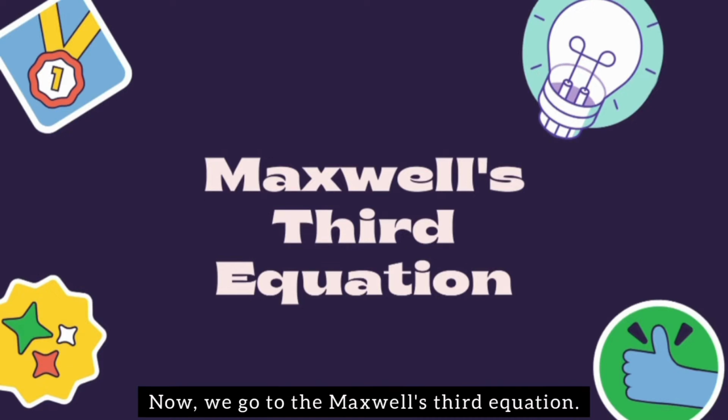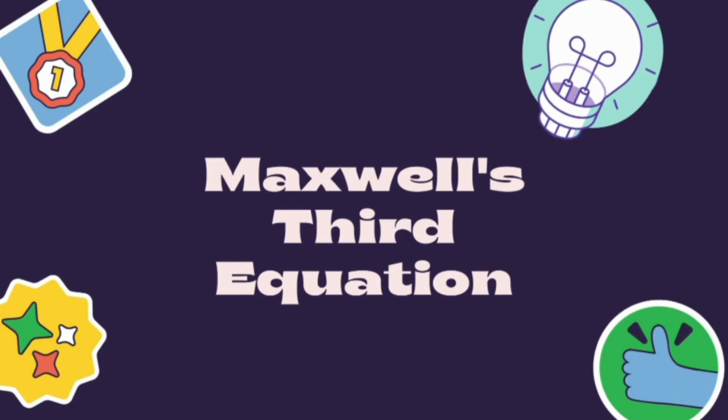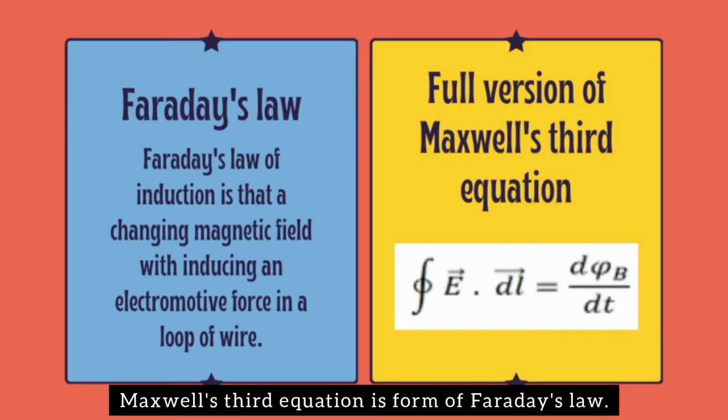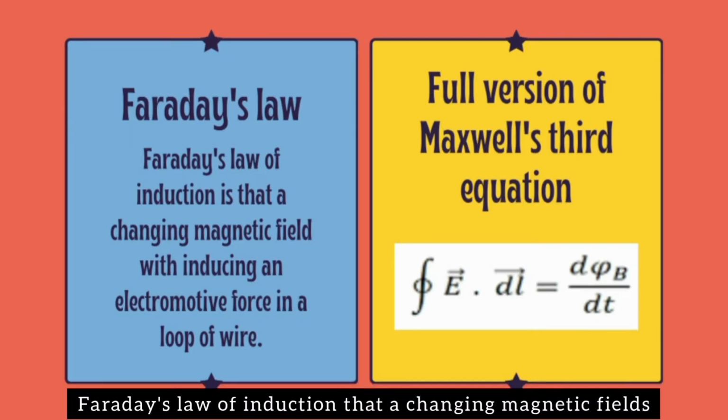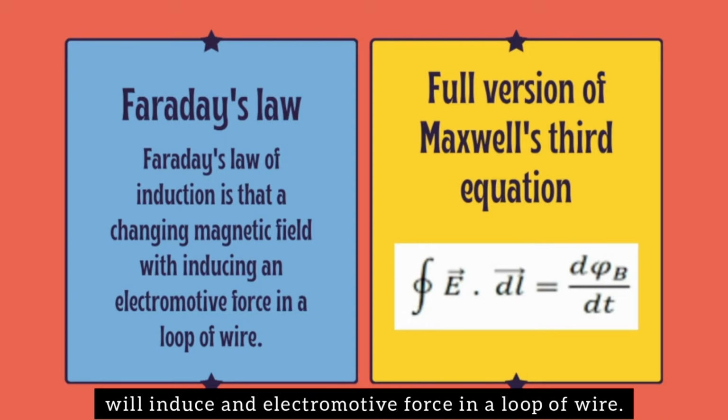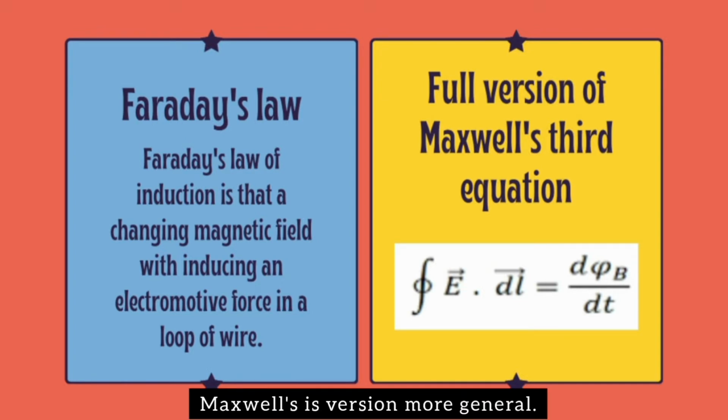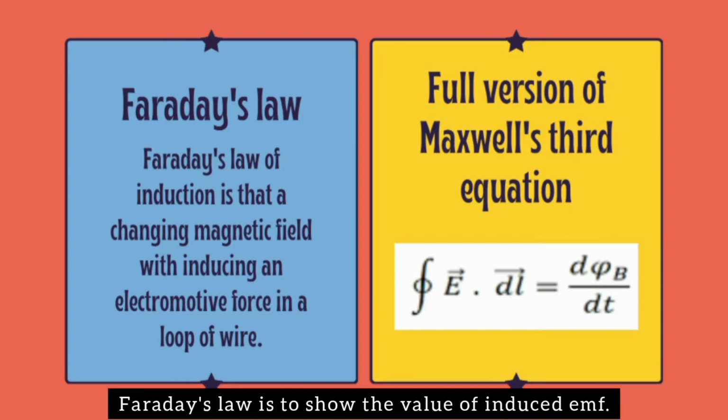Now we go to Maxwell's third equation. Maxwell's third equation is a form of Faraday's law. Faraday's law of induction is that a changing magnetic field will induce an electromotive force in a loop of wire. Maxwell's version is more general. It is Faraday's law to show the value of the induced EMF.